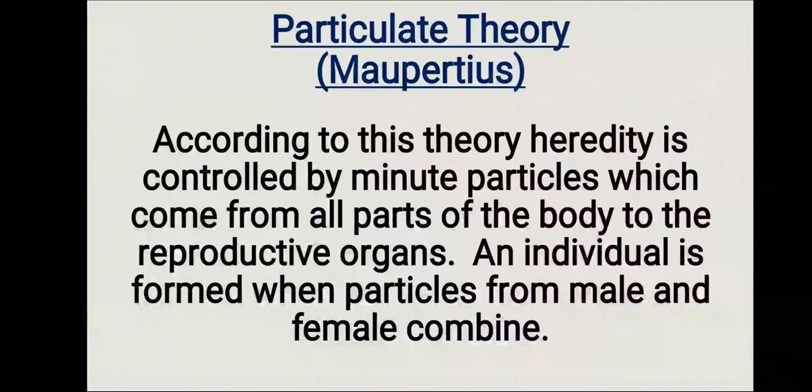So the next theory is the particulate theory, which was proposed by Maupertuis. According to this theory, heredity, that is the transmission of characters from parents to offspring, is controlled by minute particles which come from all parts of the body to the reproductive organs, and an individual is formed when the particles from the male and the female combine.